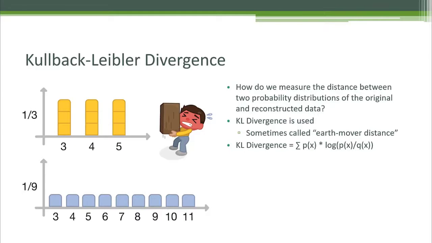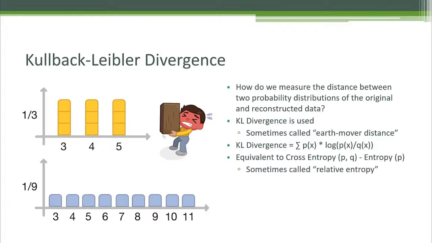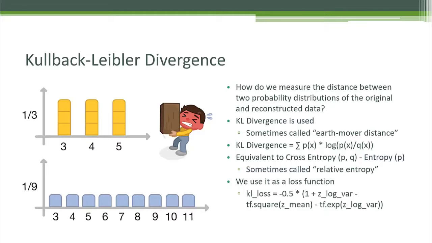Mathematically, it looks like this: the sum of p of x times the log of p of x over q of x, which is equivalent mathematically to the cross entropy of p and q minus the entropy of p. So we sometimes also call this relative entropy. And as you might recall, entropy is a really common loss function, so it means we can use this as a loss function while we're training our variational autoencoder.